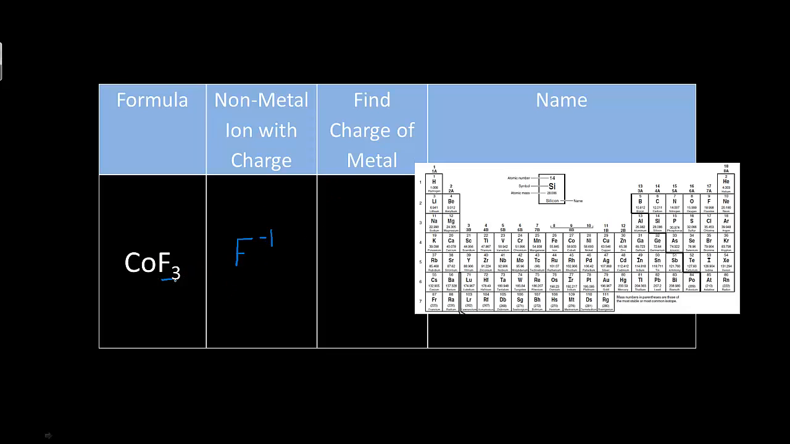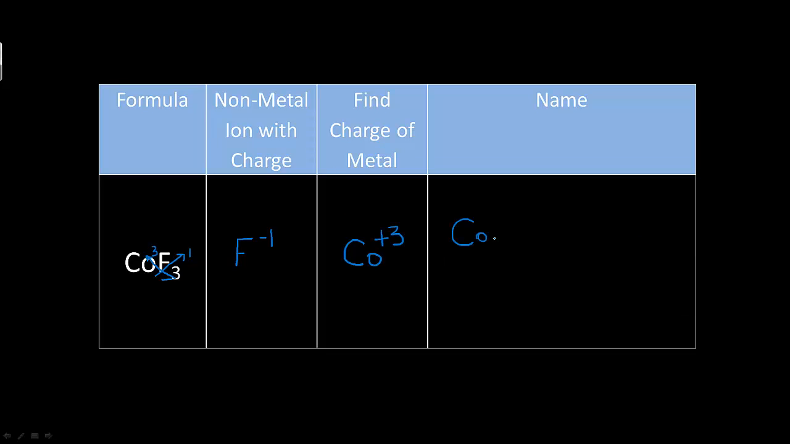Now let's find the charge of our metal. So we're going to reverse crisscross. That 3 is going to go up by the cobalt, and that 1 is going to go by the fluorine. Our oxidation number here is 1, so that's good. So that means this one's going to be 3. So cobalt is going to have a +3.